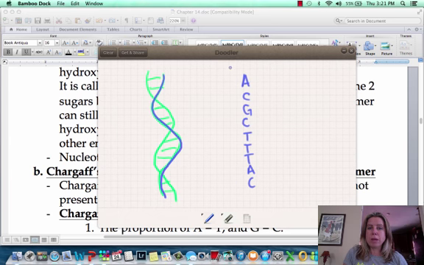So let's say this end is the 5' end and this end is the 3' end. We're always going to talk about it in the 5' to 3' direction. And the reason for that is because that's the way that most of the enzymes that we're going to talk about are going to read DNA. So they like 5' to 3', so that's just kind of like a rule that we're going to have, okay?